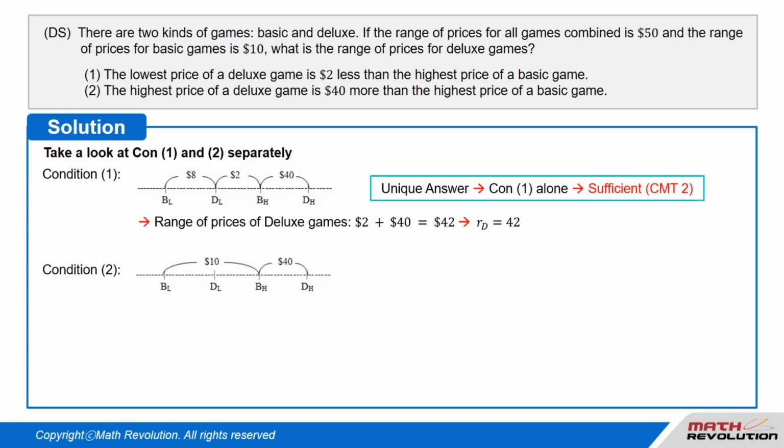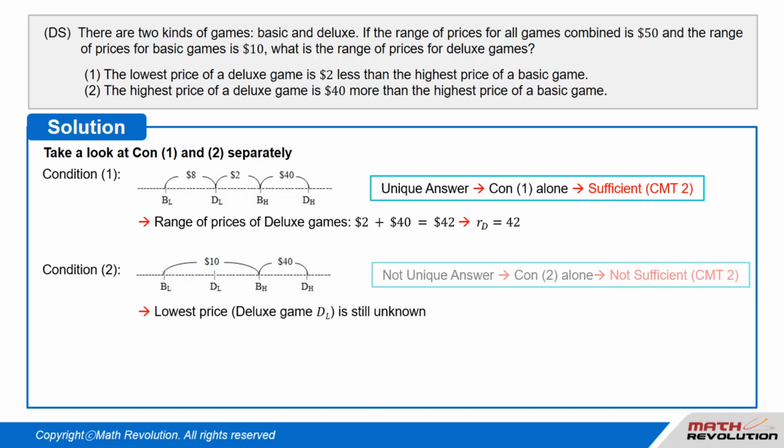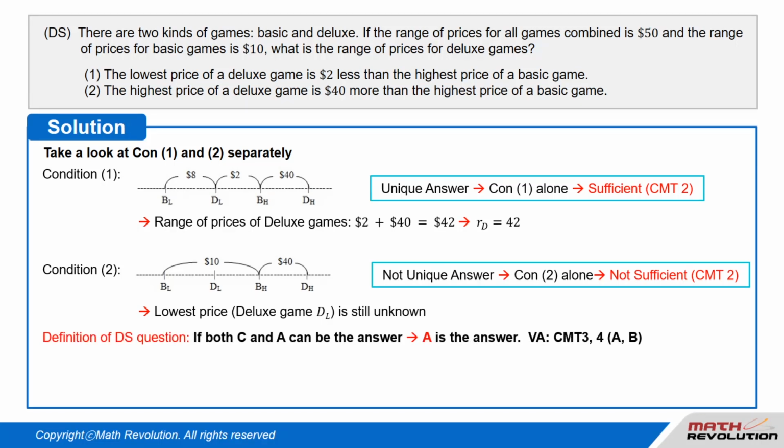Condition 2 gives us this number line. We cannot determine a unique value of the lowest price of a deluxe game, D of L, so we cannot know the range of prices for deluxe games either. Therefore, condition 2 is not sufficient by CMT2, which means that the number of answers must be 1. If the question has both C and A as its answer, then A is the answer rather than C, by the definition of DS questions.